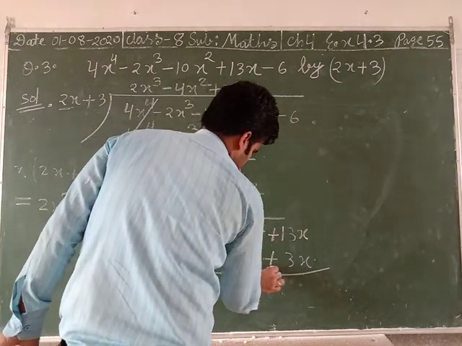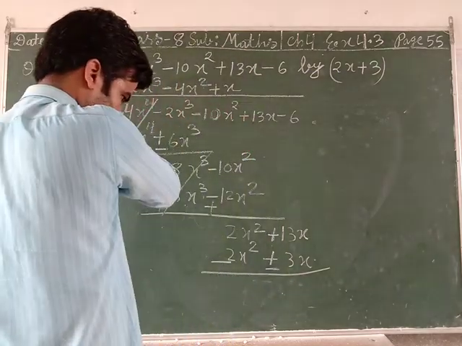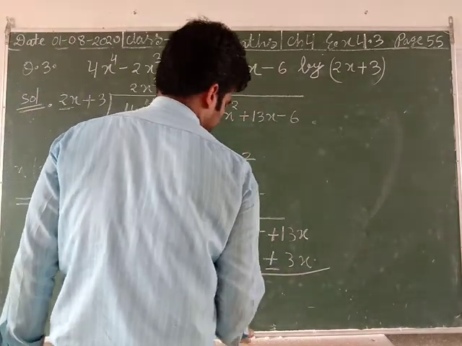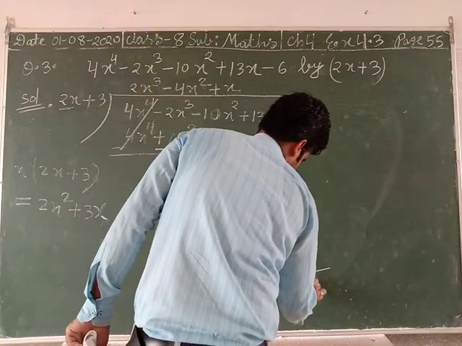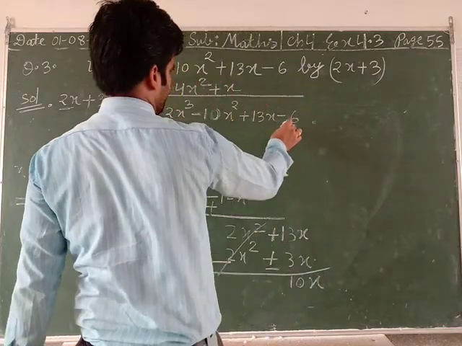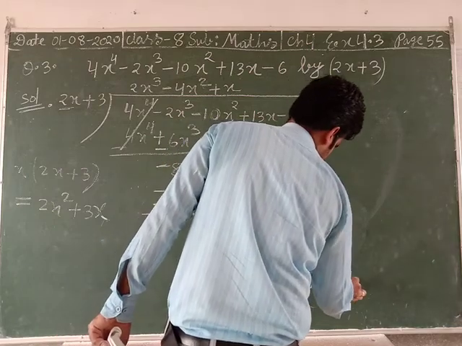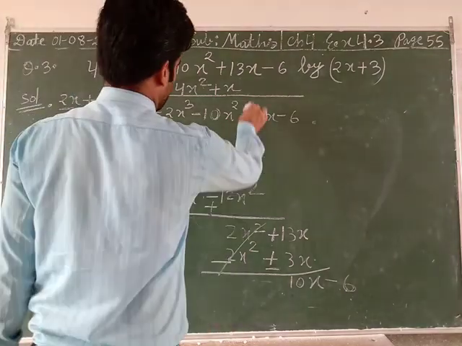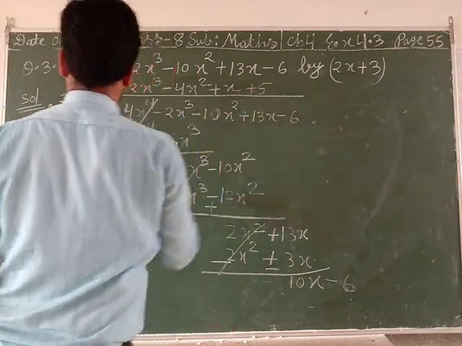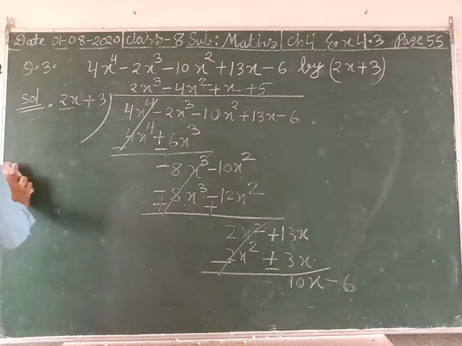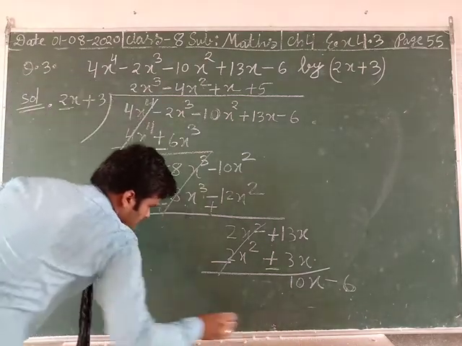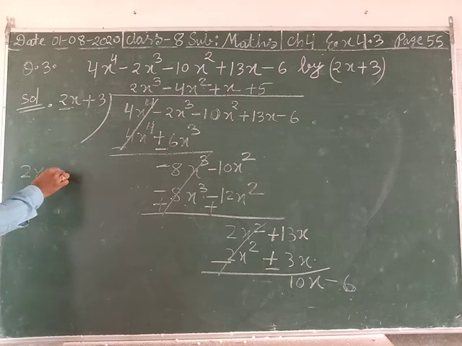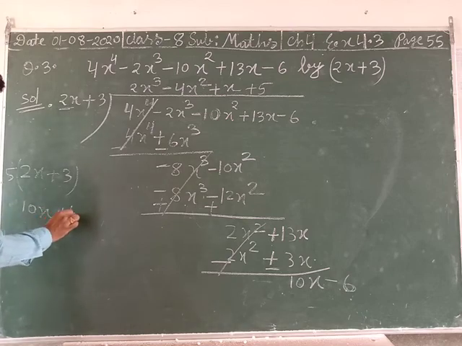Minus, and here also minus. So it gets cancelled. 13 minus 3 is 10x, students, and now we carry minus 6. So students, here is 10x and here is 2x. So we multiply by plus 5. By 5, if we multiply, then see, 2x plus 3 multiplied by 5, 5 twos are 10x plus 5 threes are 15.